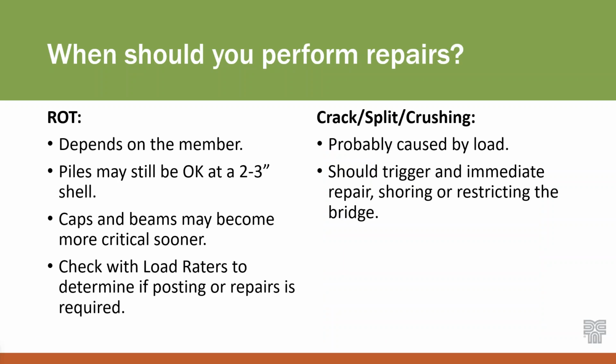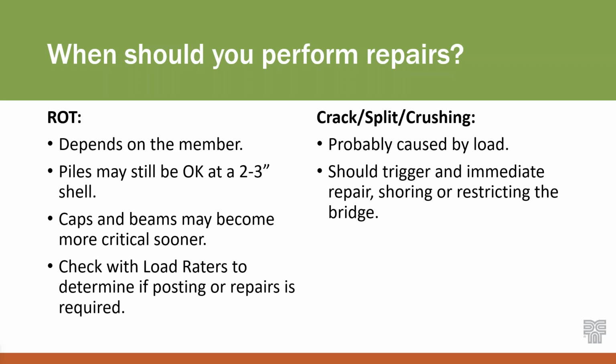So when should you do something, right? The preservation should happen as soon as you can, right? Like even installing the borate rods in a member that's not rotted already could extend the life of it. If you have just a little bit of rot, it might help slow it down or stop it. But when you need to take like corrective action beyond preservation, it really depends on what's damaged with it. If you have rot, it really depends on the member.